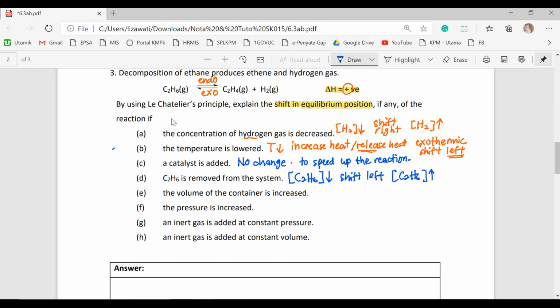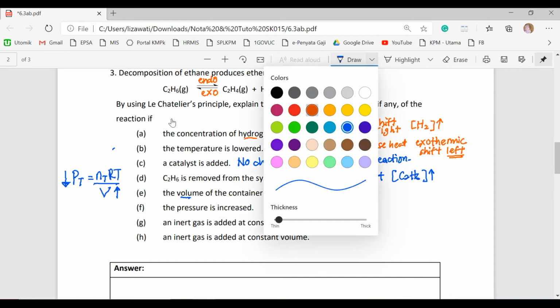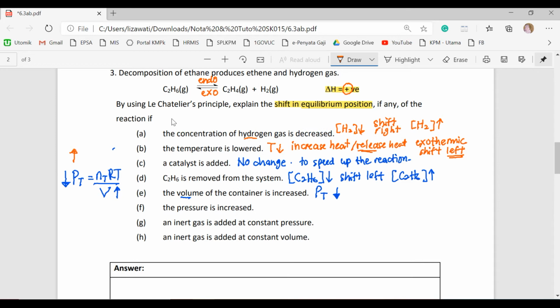Okay, next, the volume of the container is increased. So remember, P total equals n total RT over volume. So when the volume of the container is increased, the total pressure will decrease. P total decreases, so the system will increase the pressure.